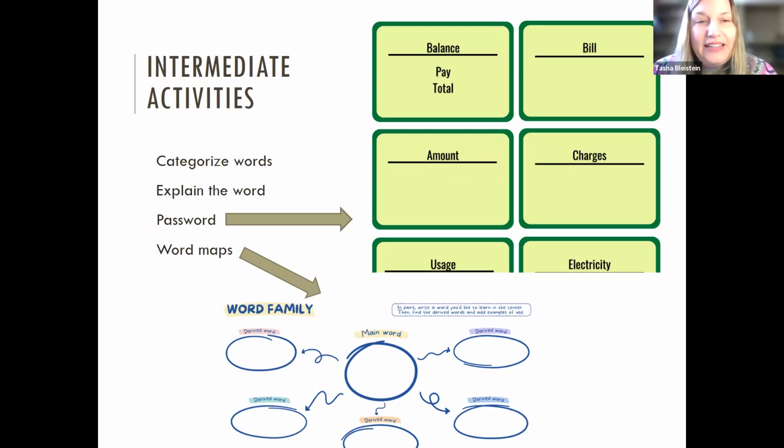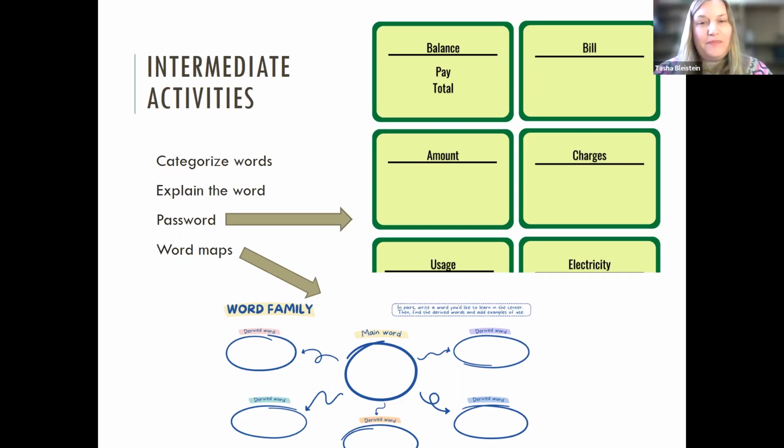So create headings and place the words under those headings on a worksheet. You can have them explain the words to each other. So they pick up their card and then they have to explain it and get the other person to guess what that word is. You could also play something like password, where you have off-limit words. So if we're working with a utility bill, you could create a password-like game with balance. They can't use the words pay or total, and they have to get their partner to guess the word balance.